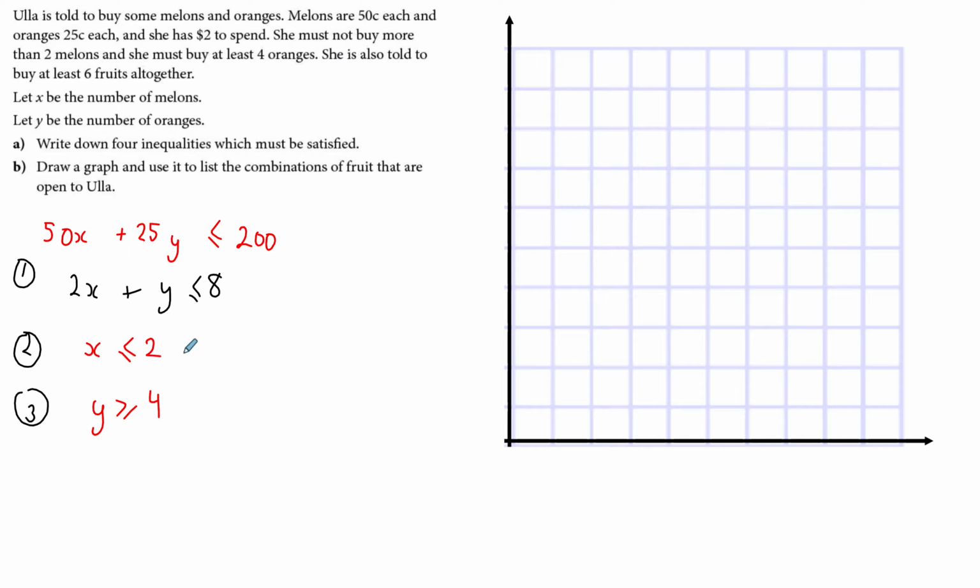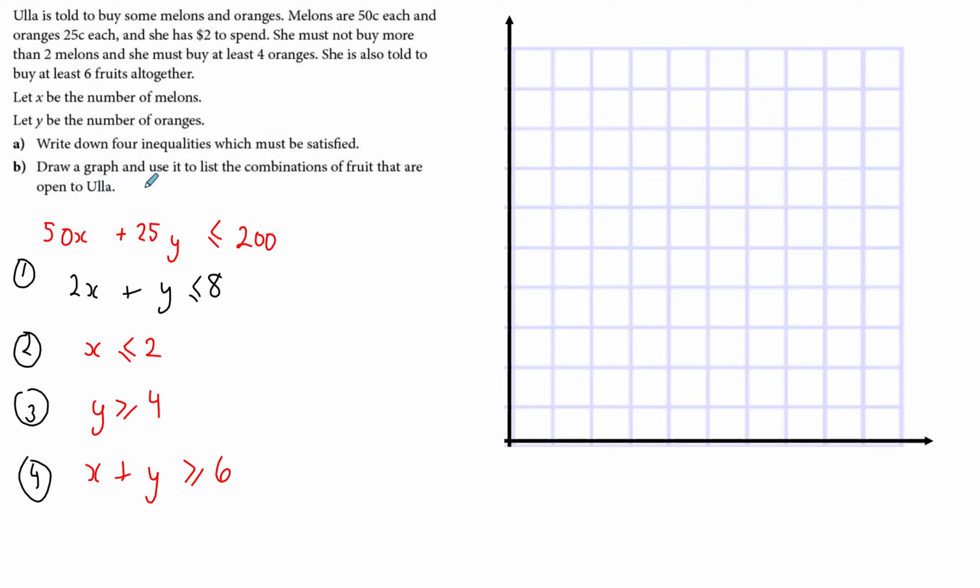And then the last condition is that the combination of both fruits should be at least 6. So if I get the maximum 2 melons and the minimum 4 oranges, I will get a combination of 6. So a combination of my melons and oranges should be at least 6, so it should be 6 and more. So these are all conditions that Ula has to satisfy. So these are your inequalities, and just getting to these is a good step forward.